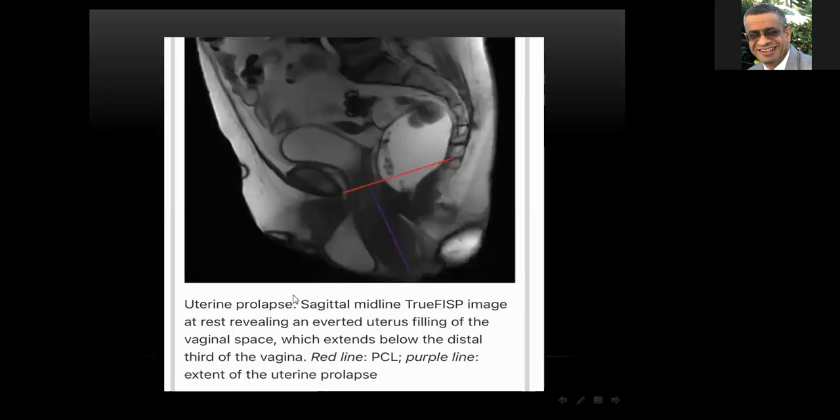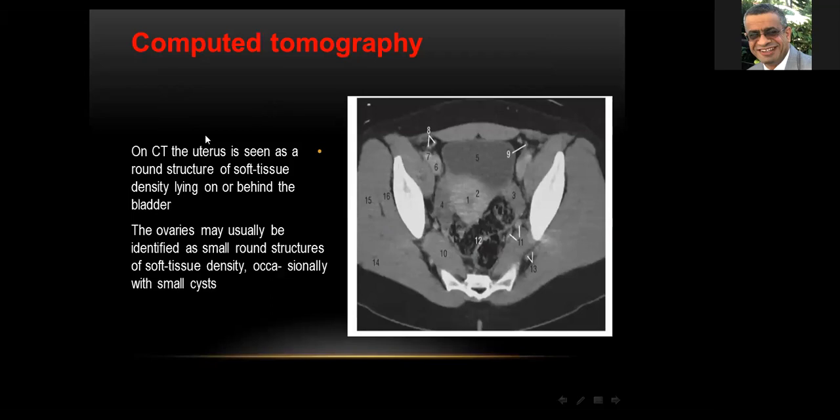In this sagittal T2-weighted MRI, we can see uterine prolapse. This is the iliococcygeal line, and there is the uterine prolapse. On CT, the uterus is seen as a round structure of soft tissue density on or behind the bladder. There is the uterus. The ovaries may usually be identified as small round structures of soft tissue density, occasionally with small cysts. Here we have the bladder, uterus, and both ovaries.